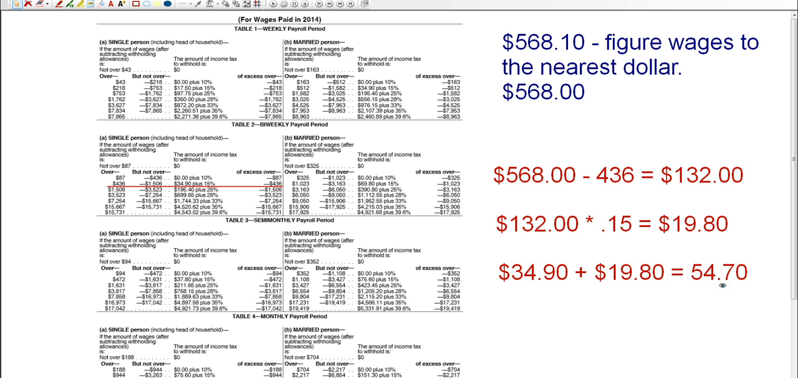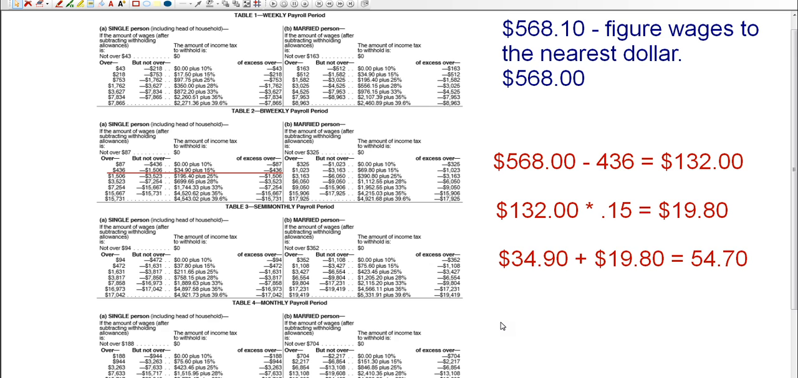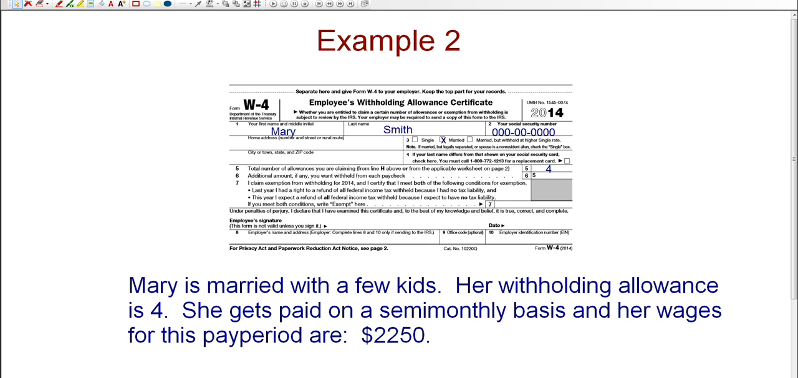So $54.70 is the amount that you would withhold from John's paycheck, and you would deposit that to the IRS on John's behalf for his withholding taxes. Okay? So that's how you would use this withholding table. It requires a few more calculations. Let's look at another scenario just to give you a little more practice.